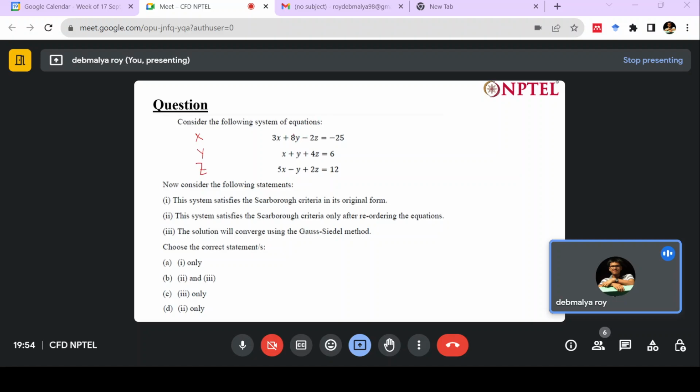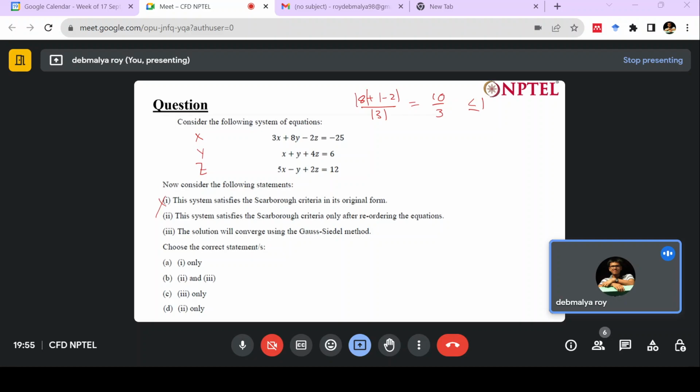For the x equation, we would take this 8 plus mod of minus 2, because we would take the neighbors of x. Those will be y and z, divided by the coefficient of x. So all will be mod. How much is this? This is 10 by 3. But we needed it to be less than or equal to 1 at least. But this is not the case. So we can clearly see that this does not satisfy the Scarborough criteria in the original form.